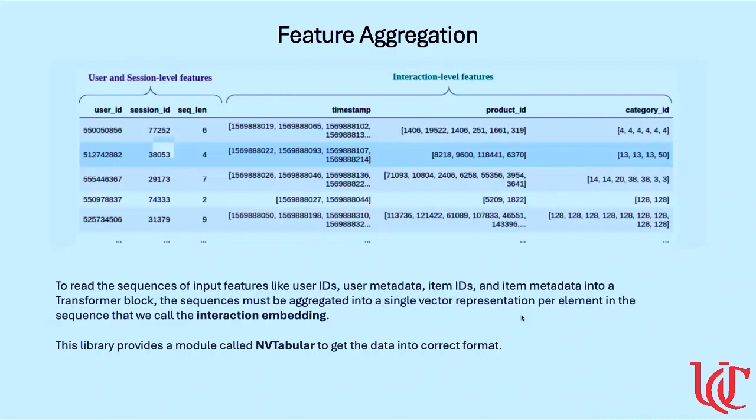So first, let's talk about the feature aggregation. Before this data can be fed into a transformer block, it needs to be transformed in a certain way which is acceptable by this library. You can break it down at a user ID and a session ID granularity. You might have to define the sequence length, as in how many products have been interacted with in this particular sequence, and then the timestamps of the interactions, the product IDs, and then the category ID.